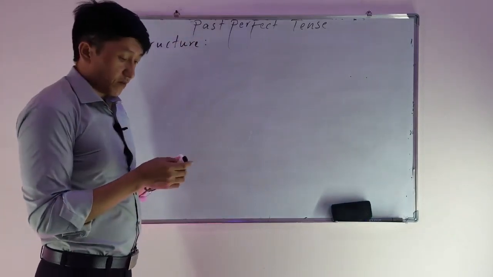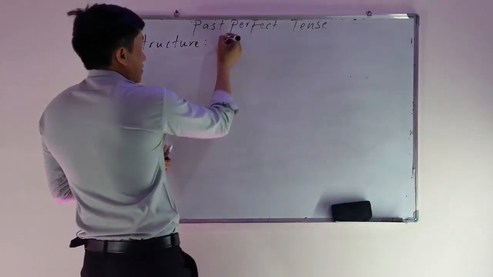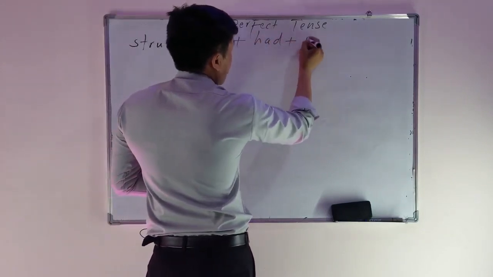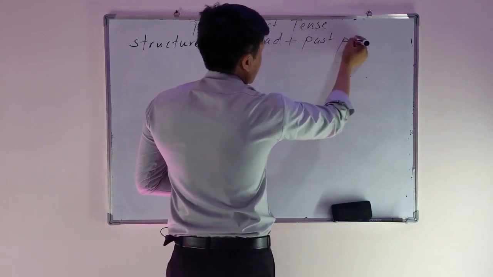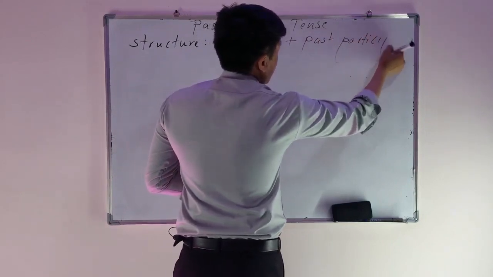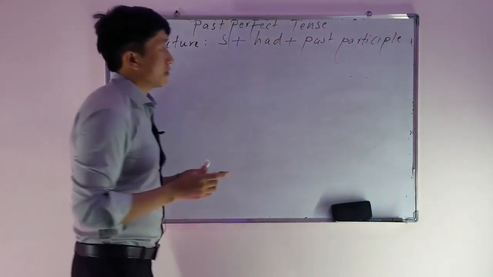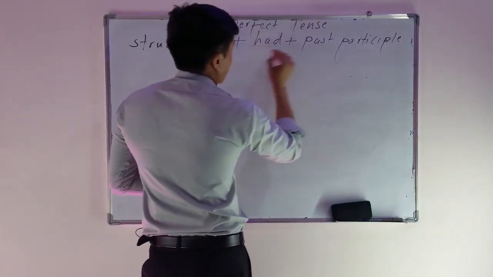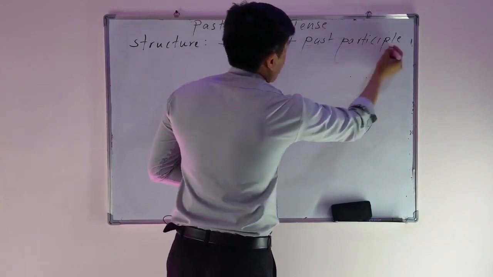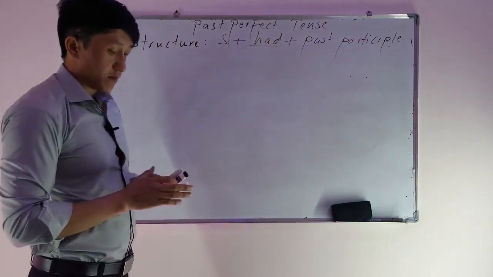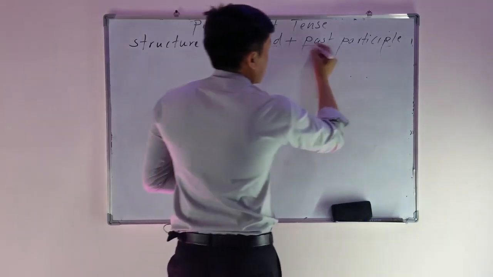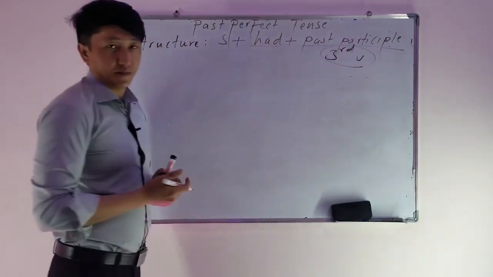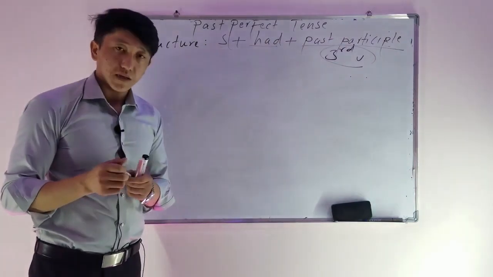The structure is: subject plus had plus past participle. After the subject we use had, which is the auxiliary verb, and then the past participle. So what is a past participle? A past participle is the third form of the verb. This is how we can use the past perfect.